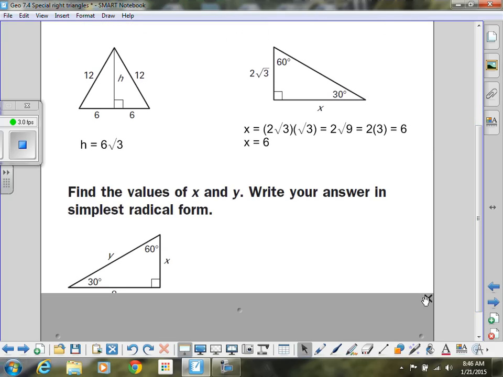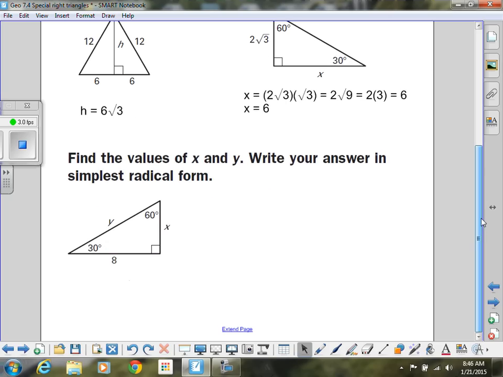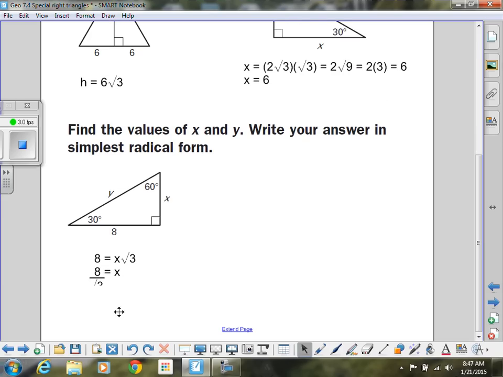One more example. In this example, I am given the longer leg, so I don't know the shorter leg, and I need to find that. Now remember, this 8 is the same thing as x times the square root of 3. That's the pattern we found for the longer leg. So if I want to find what x is, I just need to divide by the square root of 3. So that's what we're going to do. We're going to divide by the square root of 3.